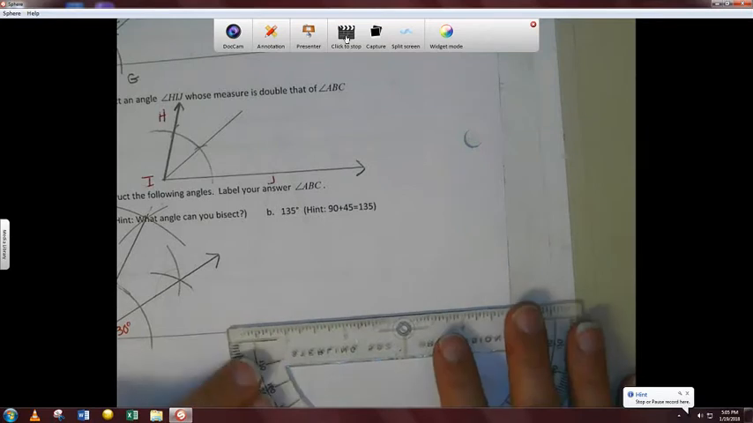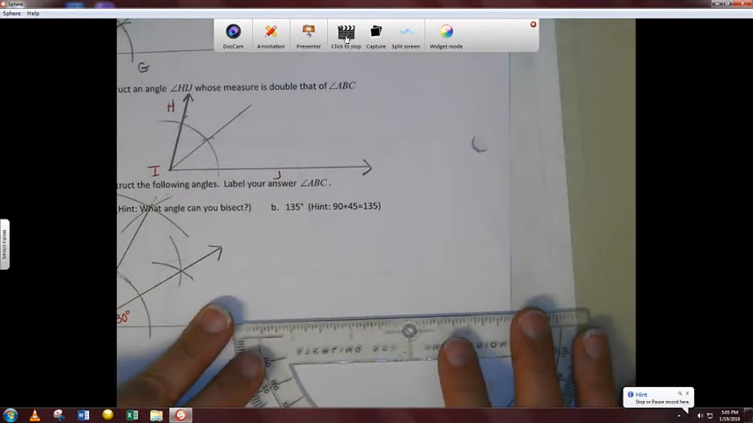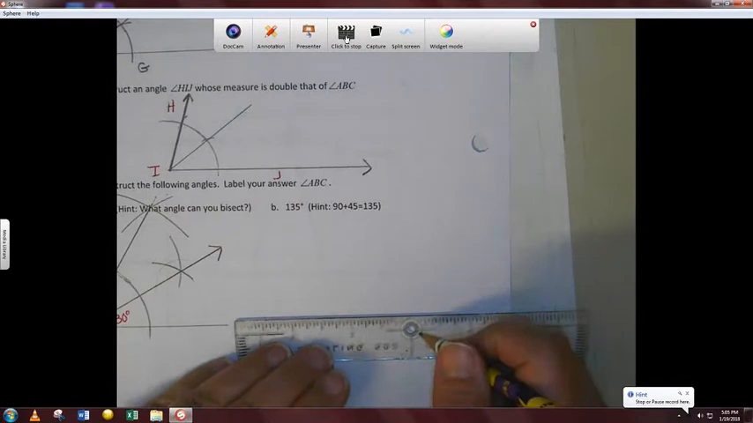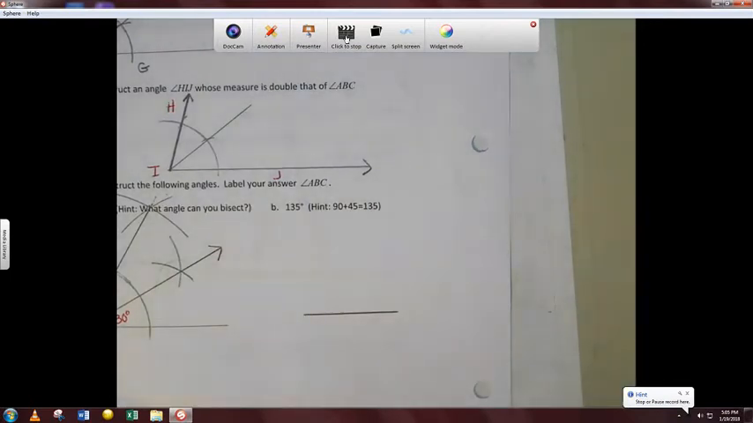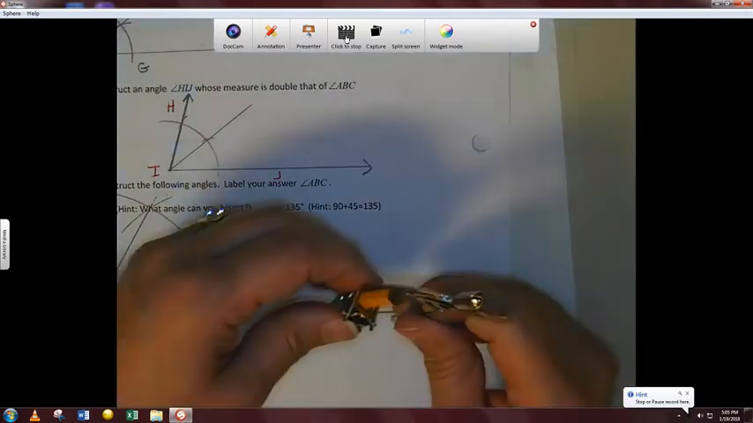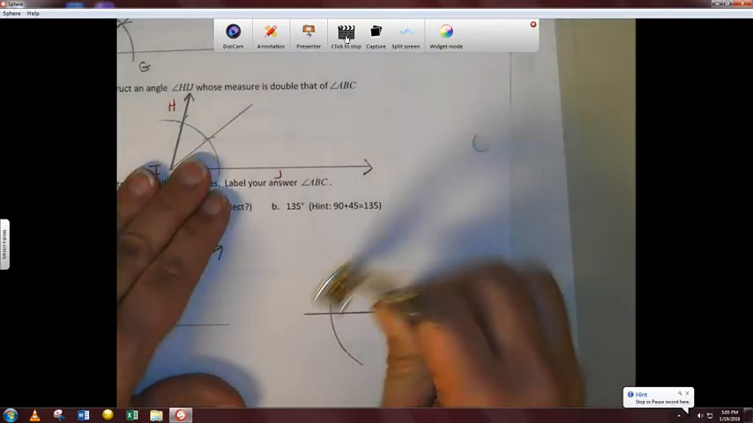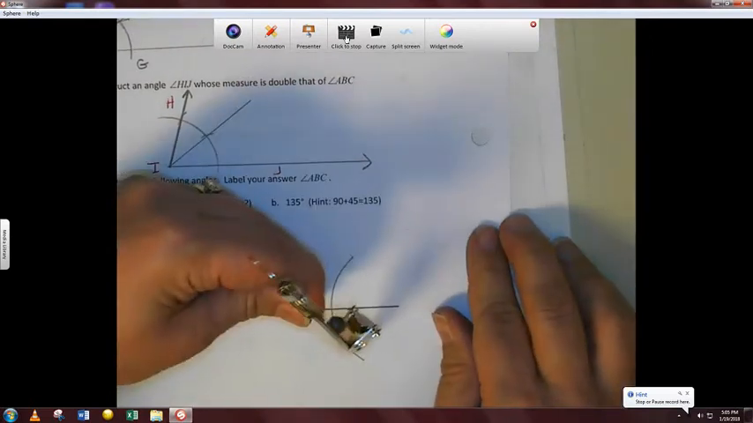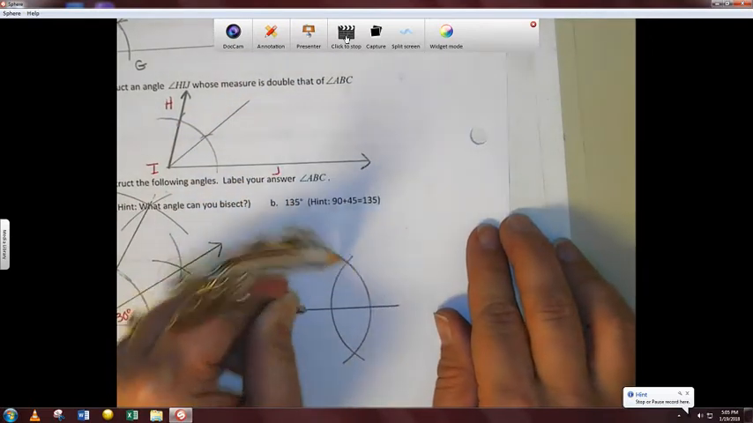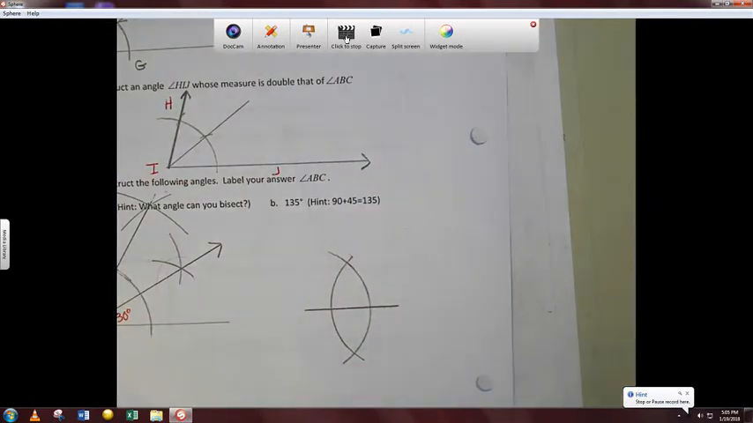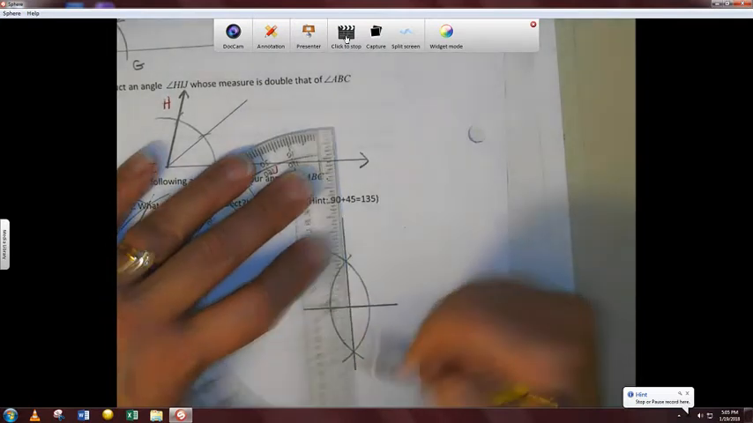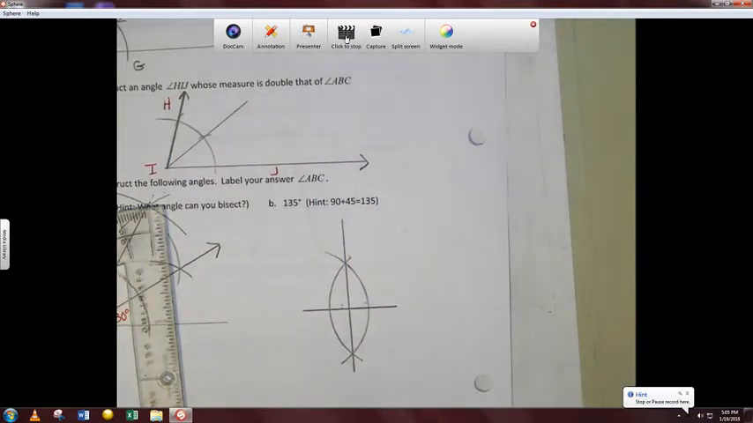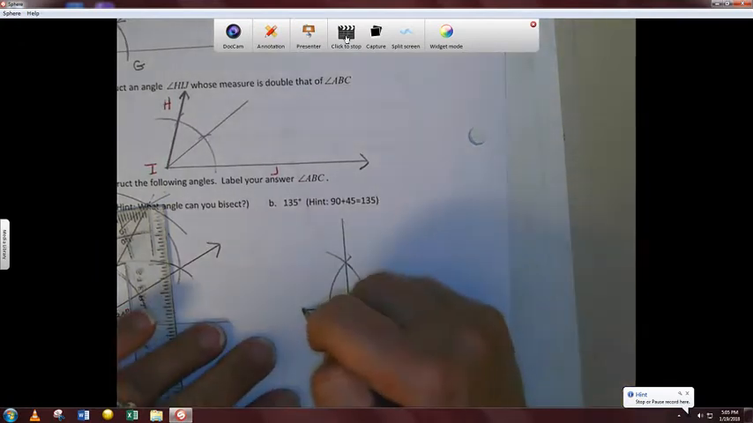Alright, and then finally I'm going to make a 135-degree angle. I'm going to start by drawing a working line. And 135 is 90 plus 45. So I'm going to start by doing the football construction so that I can get some 90-degree angles. So I have a 90-degree angle on each side there. And then I'm going to bisect these angles.